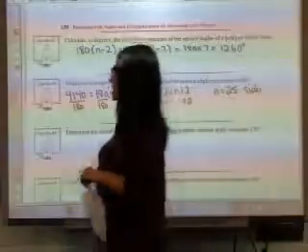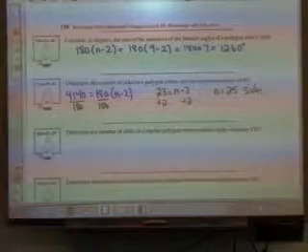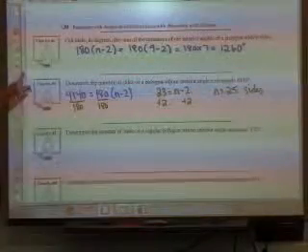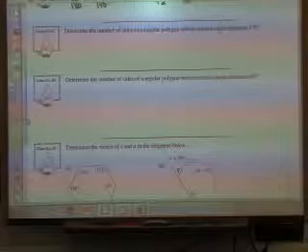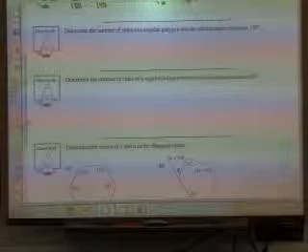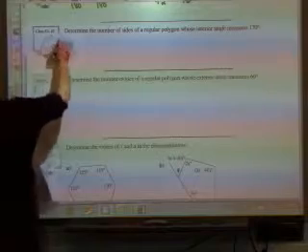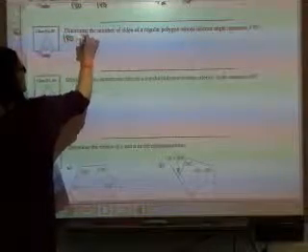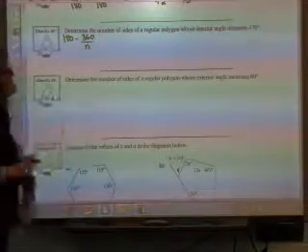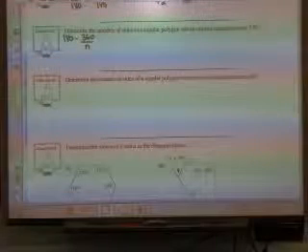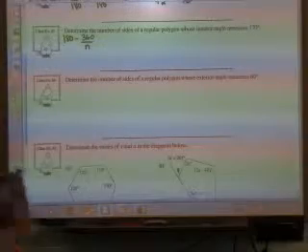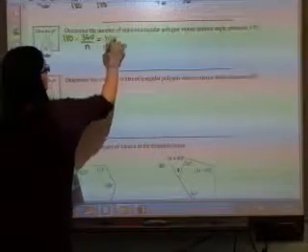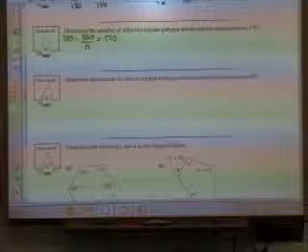Class example number 3 says determine the number of sides of a regular polygon whose interior angle measures 170 degrees. If I look on the previous page, those were some of those other formulas. That one formula was 180 minus 360 divided by n. That was what I could use to find the interior angle measurement. But I'm given the interior angle measurement. I'm told that equals 170.